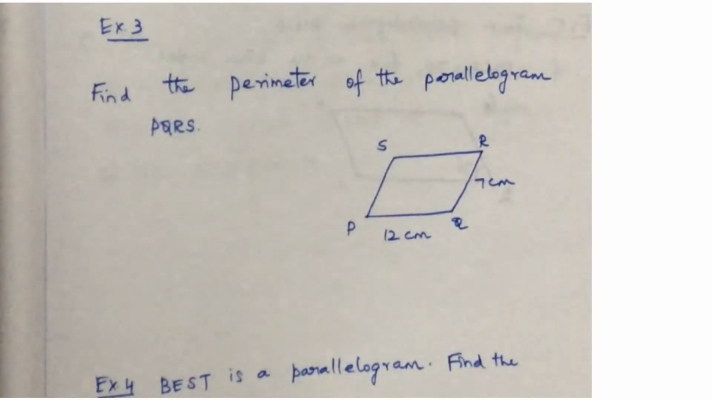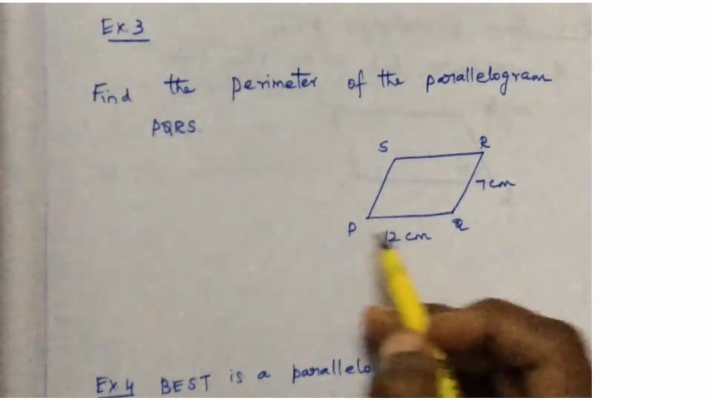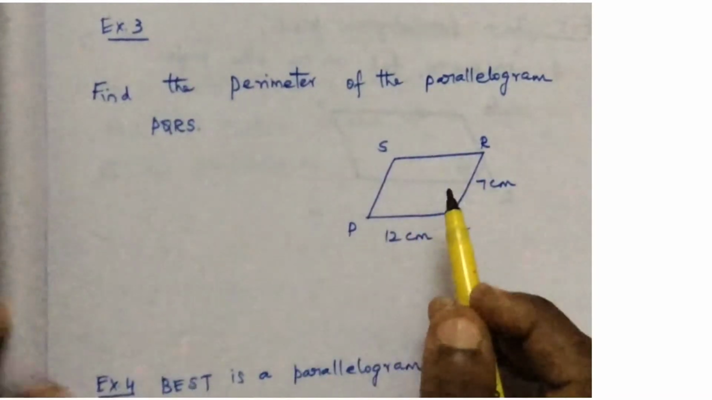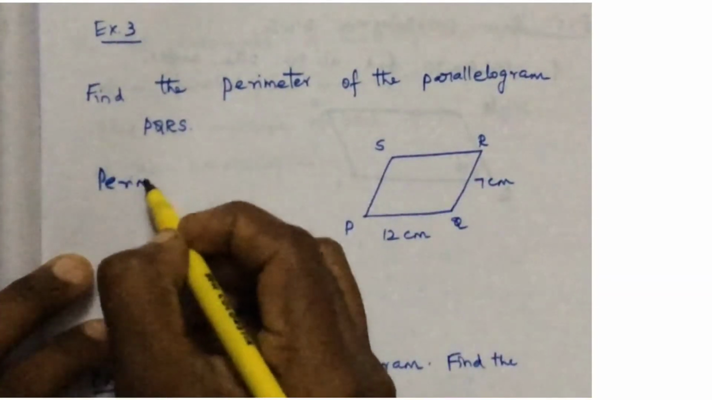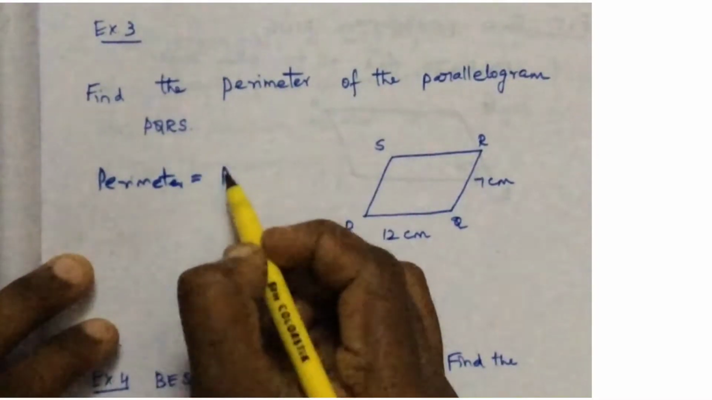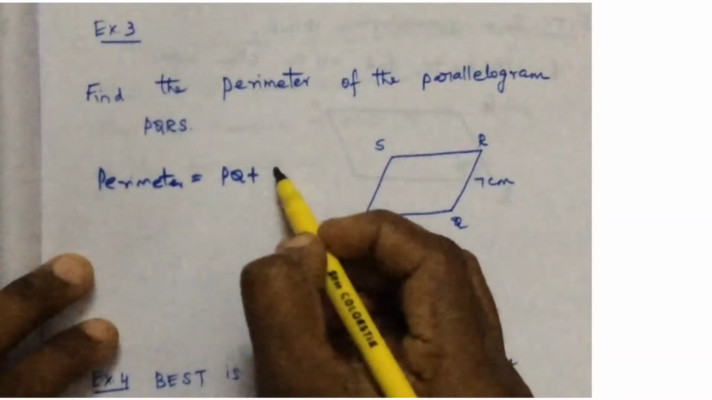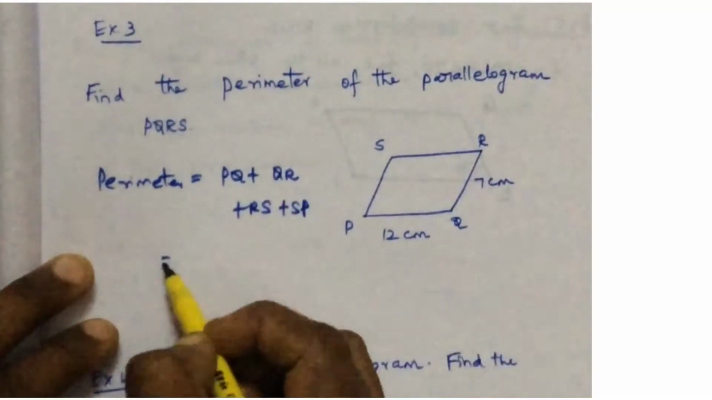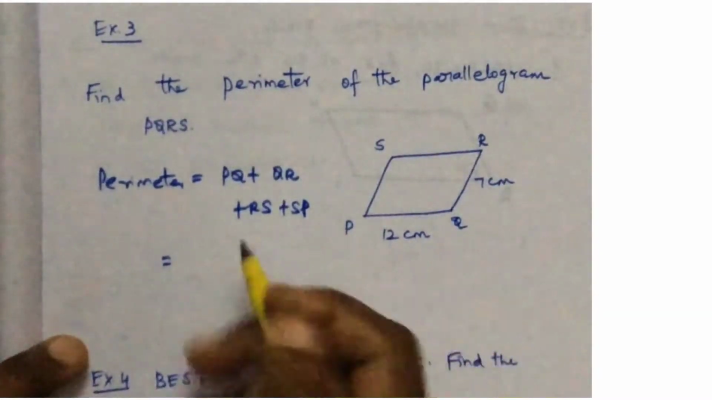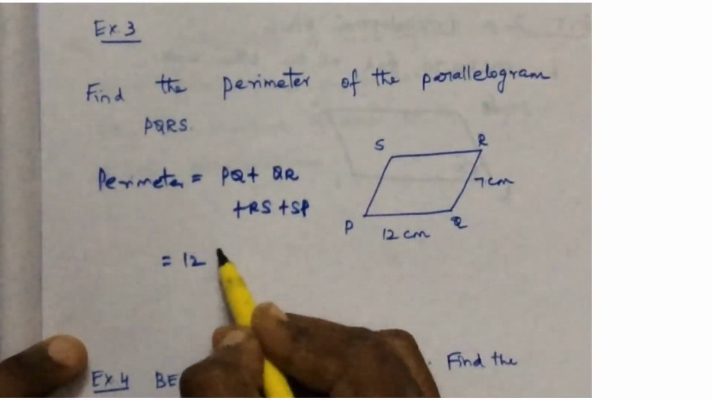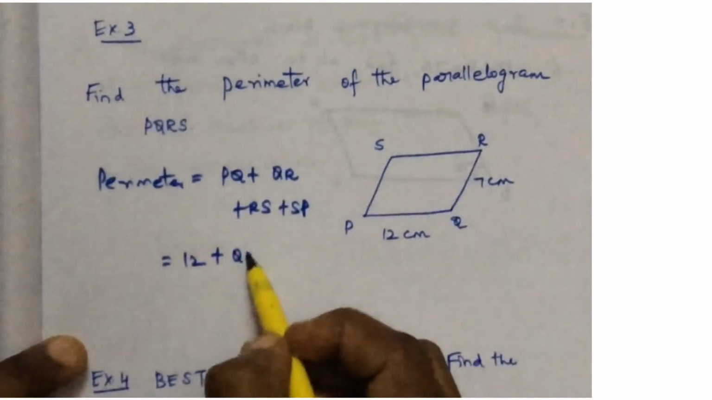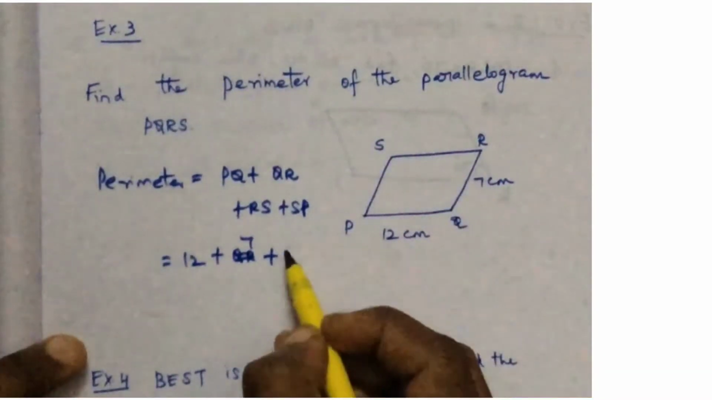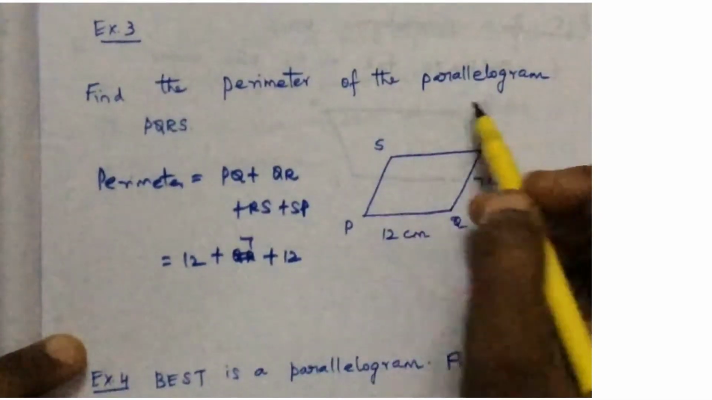Example 3. Find the perimeter of a parallelogram PQRS. This is PQRS. Perimeter is PQ plus QR plus RS plus SP. All the four sides you have to add together. So PQ is 12, plus QR 7, plus RS. RS is 12. Why? Because it is given that it is a parallelogram.